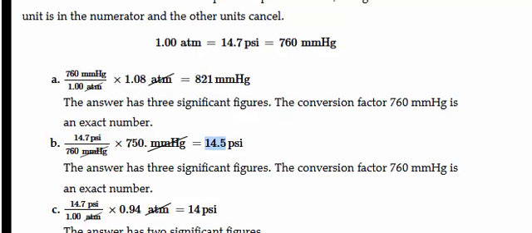And then the last one, I'm converting from atm to pounds per square inch. The conversion factor I use has the unit that I want in the numerator, and the unit I'm trying to cancel out in the denominator. This 0.94 atm has 2 sig figs, since the leading 0 never counts. 14.7 multiplied by 0.94 divided by 1 will give me my numerical answer, and I'm going to round that to 2 sig figs, since 0.94 has 2 sig figs.